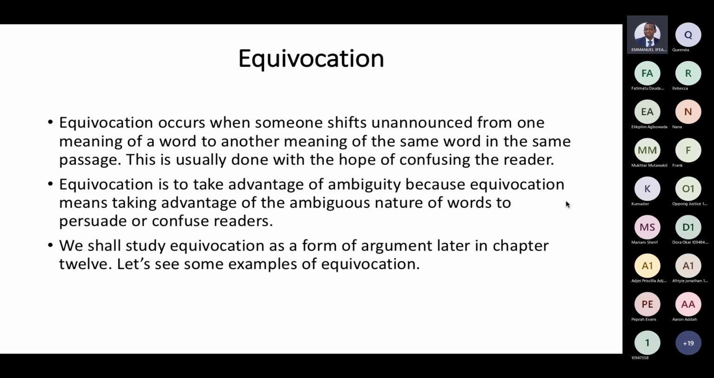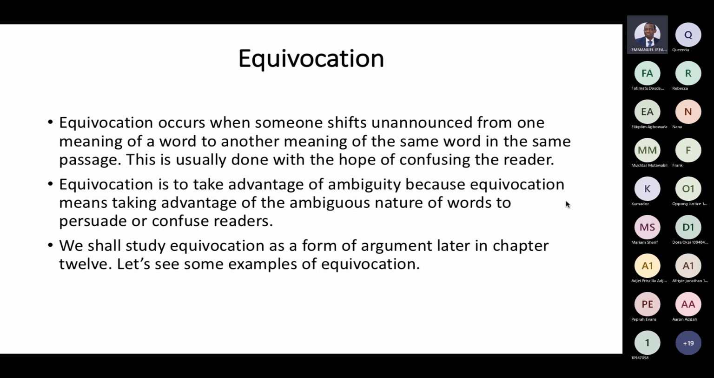Now, equivocation occurs when someone shifts unannounced from one meaning of a word to another meaning of the same word in the same passage. Now, this is usually done with the hope of confusing the reader. Equivocation is to take advantage of the ambiguous nature of words to persuade or confuse readers. Now, there are two kinds of equivocation. We have non-argumentative equivocation, and then we have the argumentative one.